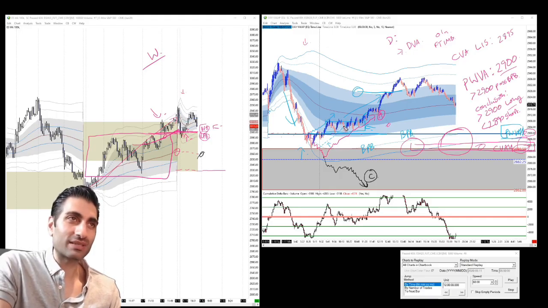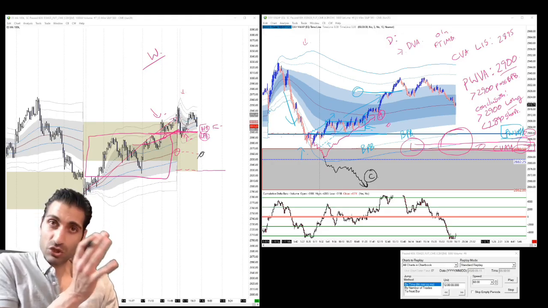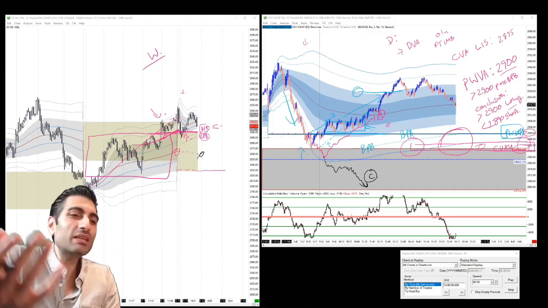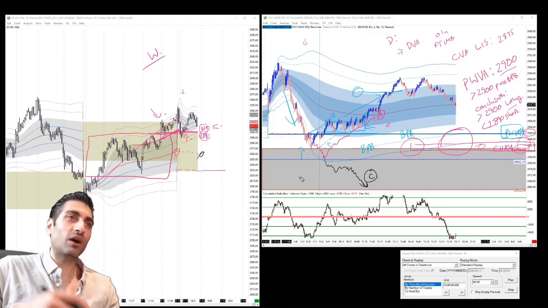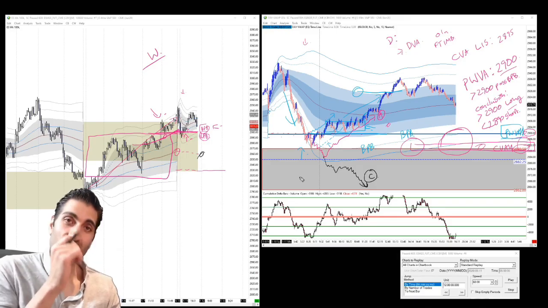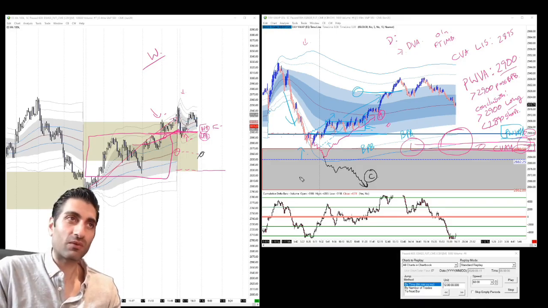I don't need to show you exact areas. I'm very loose with my entries. If my narrative is this strong, does it really matter if I enter here, if I enter here, if I enter here? No, I'm letting my 90%. That thesis I just developed is incredibly powerful, right?